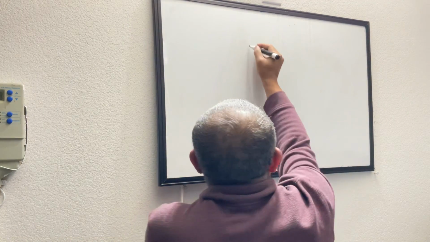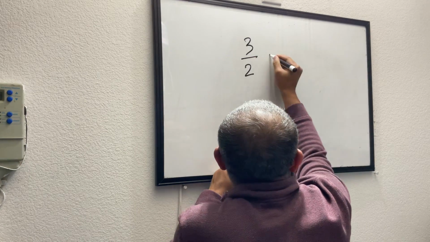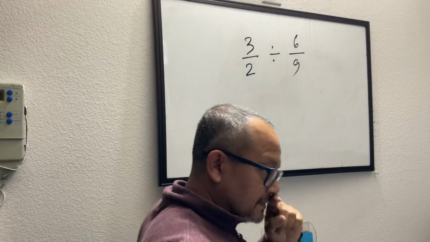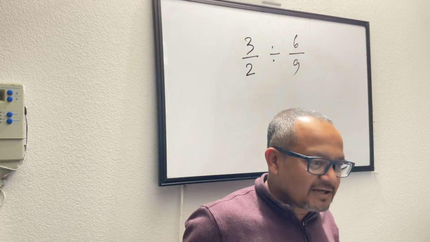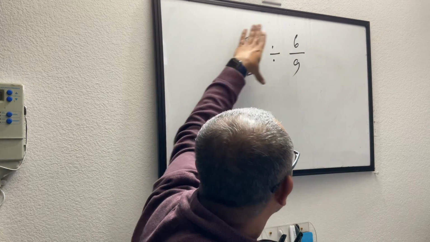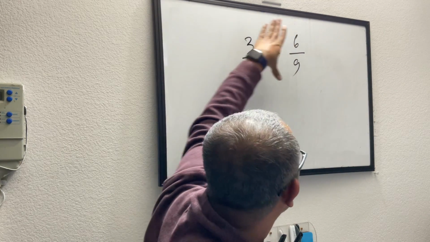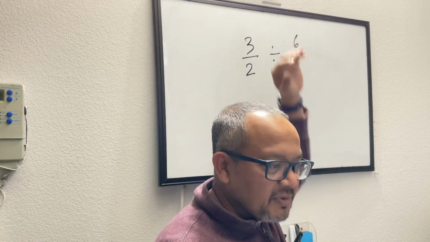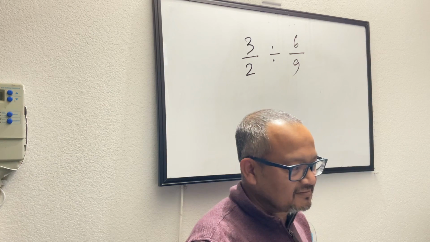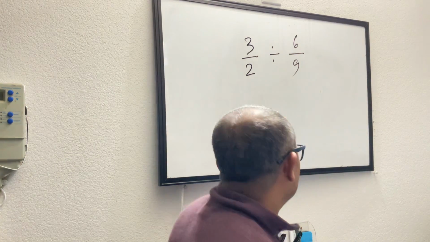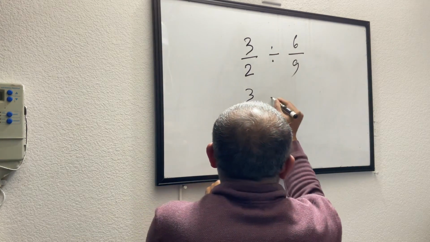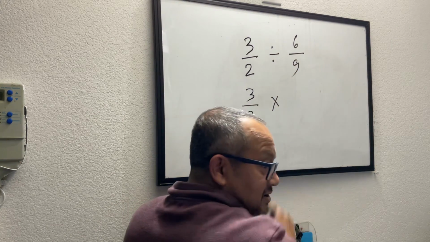Okay? I'm trying to divide 3 over 2 by 6 over 9. There is a sad story here. I'm trying to divide 3 by 2. This is a fraction. This is also a fraction. I'm trying to divide this by this. But the biggest problem that we have is I don't know how to do division of fractions. So what I did, okay, I know multiplication, so I will do multiplication. I converted this division to multiplication.